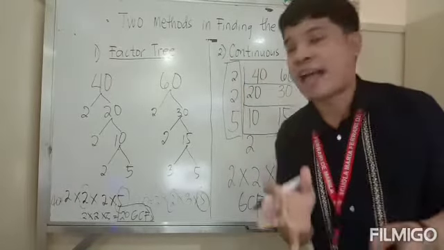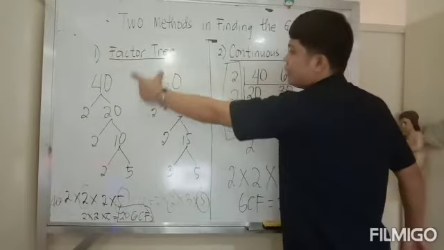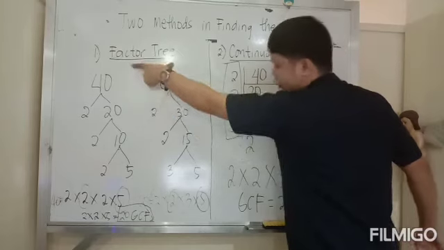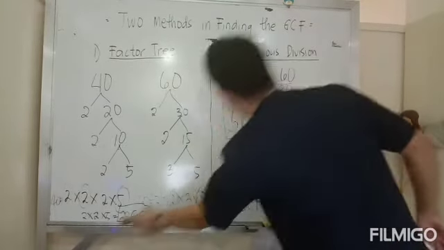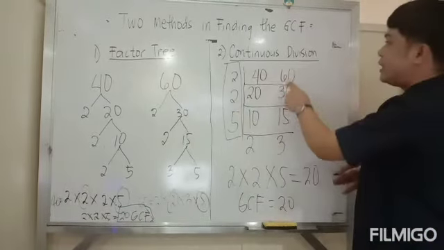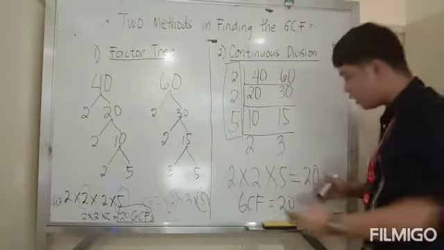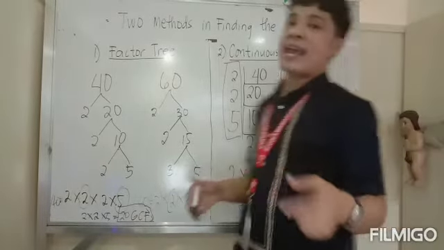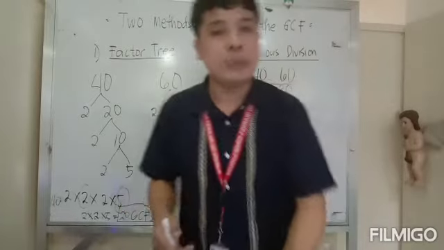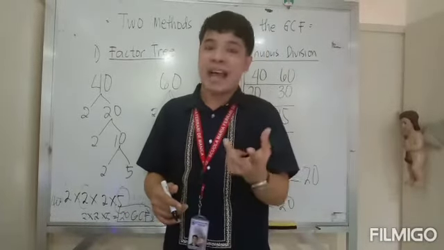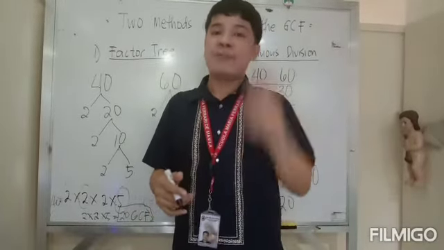Try to compare now, guys. The GCF of 40 and 60 using factor tree is 20, and the GCF of 40 and 60 using continuous division is also 20. Meaning to say, whatever method you use, the answer would not change. It stays the same.